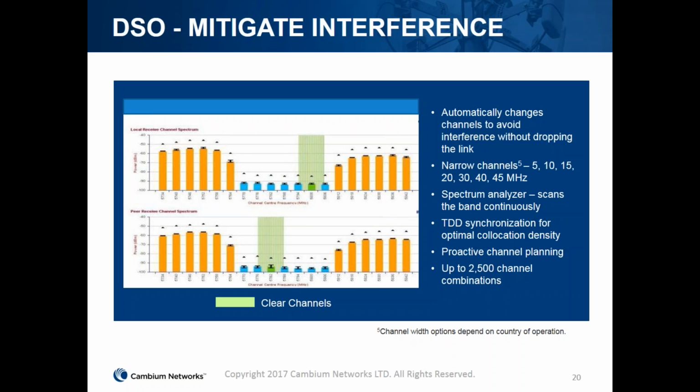The spectrum analyzer is able to pick up narrow channels from a range of 5 megahertz up to 45 megahertz. This is all in real time. So the PTP 650 actually proactively looks for a better channel, so it can plan better.